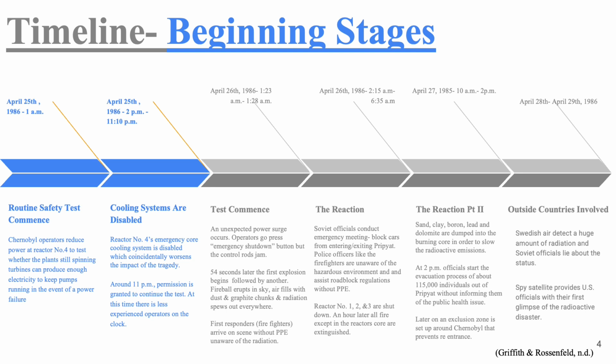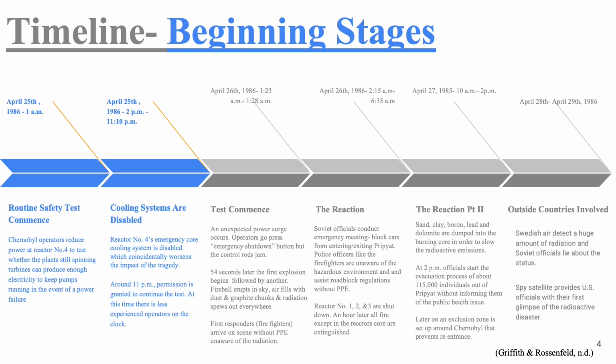On April 26, 1986, at 1:23 a.m., an unexpected power surge occurred. Operators tried pressing the emergency shutdown button and the control rods jammed. 54 seconds later, the first explosion began, followed by another. Fireballs erupted in the sky, air filled with dust and graphite chunks, and finally, radiation spewed out everywhere. As a result of this, first responders arrived on the scene to try to alleviate issues, unaware of the radiation and without PPE, which of course exposes them.